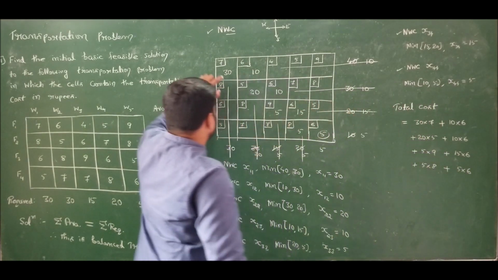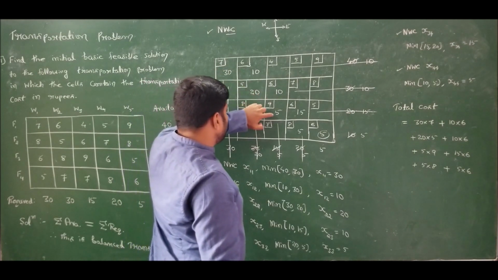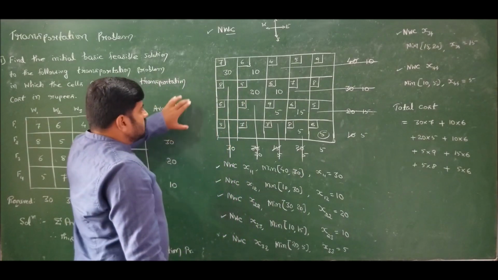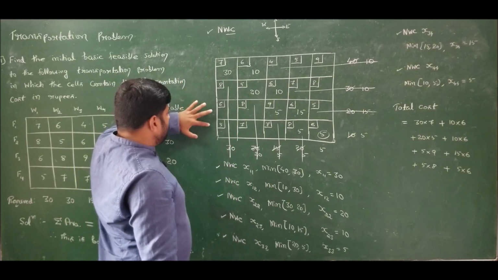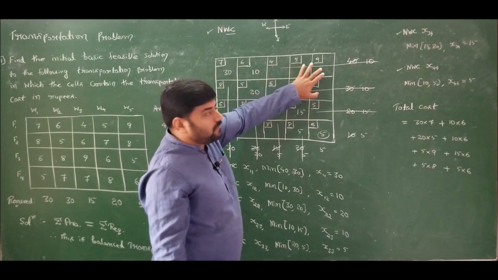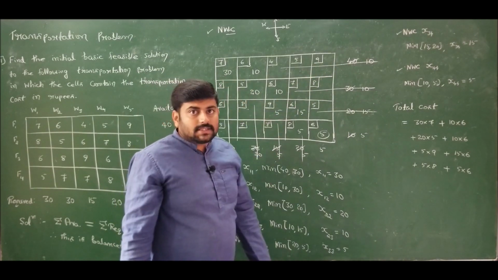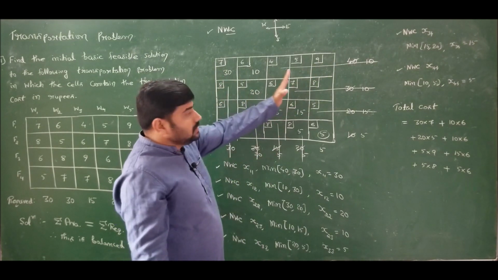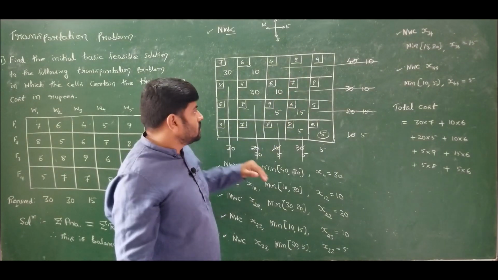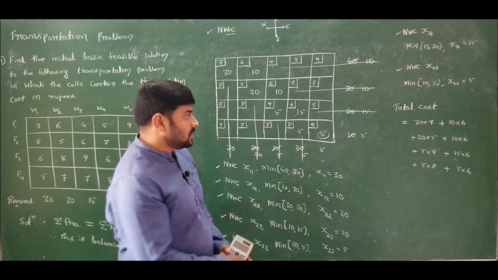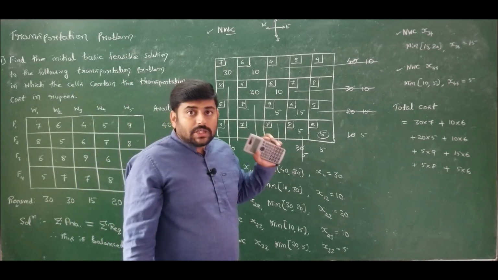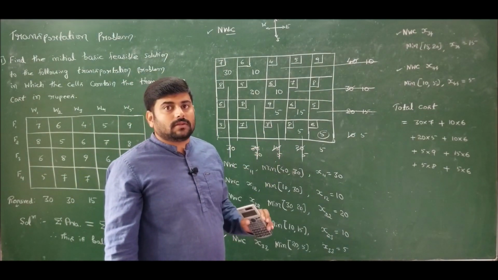So totally we have 1, 2, 3, 4, 5, 6, 7, 8 allocations. Totally we have 8 allocations. This is a 4 cross 5 matrix. So M is 4 and N is 5. 4 plus 5 is 9, 9 minus 1 is 8. So number of allocations is also equal to 8. So number of allocations is equal to M plus N minus 1. Therefore this is a non-degenerate basic feasible solution, which we already discussed.